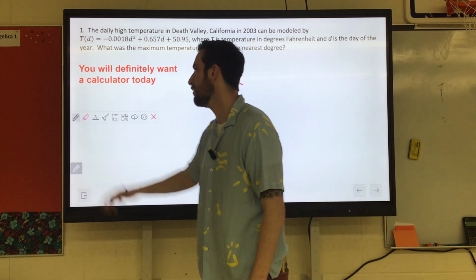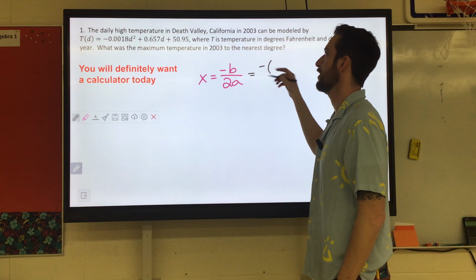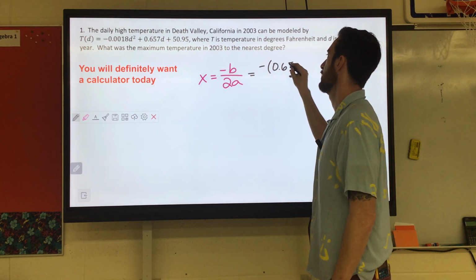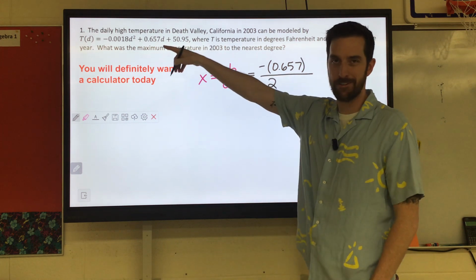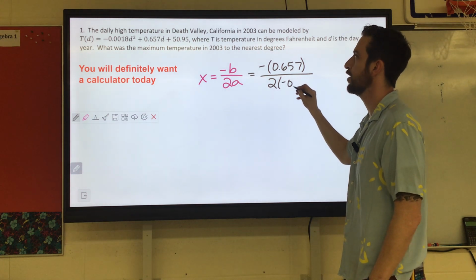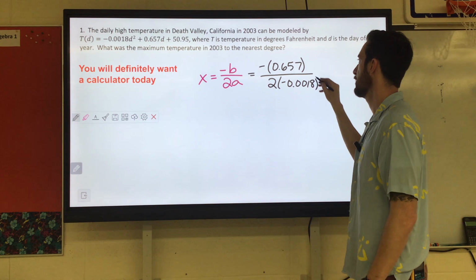So if you look here, our b is that 0.657 over 2a. The a is in front of the d squared in this case. So that would be the negative 0.0018. All right.